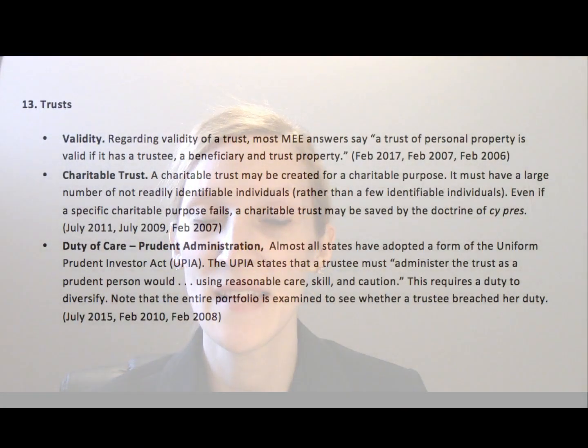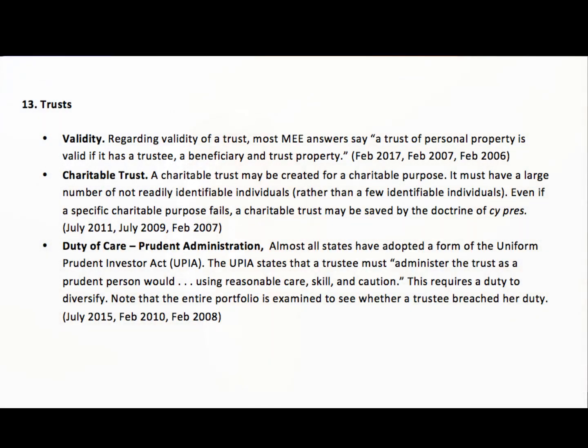Trusts. They like to test trust validity. You should be able to say a trust is valid if it has a trustee, beneficiaries, trust property. Some courses will teach these really nuanced definitions of how to create a valid trust. Like one I wrote down was, a trust is valid if a settlor delivers legal title of trust assets, res, to a trustee for the benefit of beneficiaries with intent to create a trust for a valid purpose. But really, that's not written on the MEE anywhere.